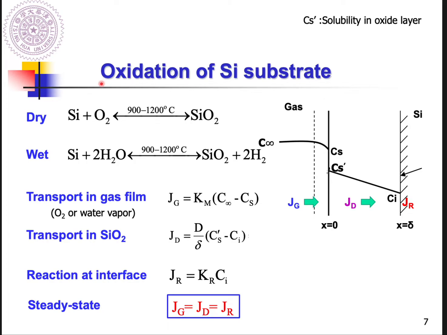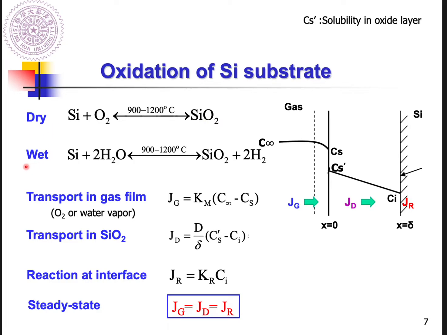So this example is the oxidation of silicon substrate. How to grow the silicon dioxide layer on the silicon substrate in the semiconductor industry. Here we provide two different methods. The first one we call the dry method: you have a silicon substrate, you put it into the oven, then you flow oxygen at a high temperature, 900 to 1200 degrees C, then you will get a silicon dioxide layer. This is what we call the dry method.